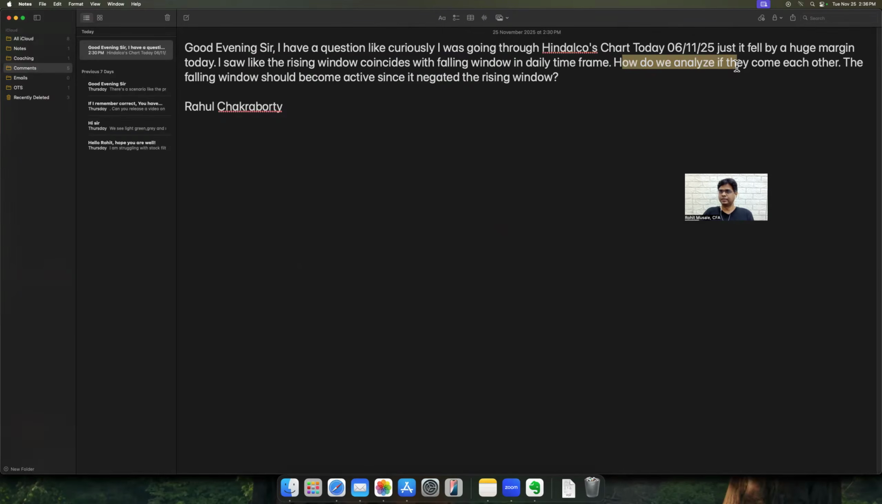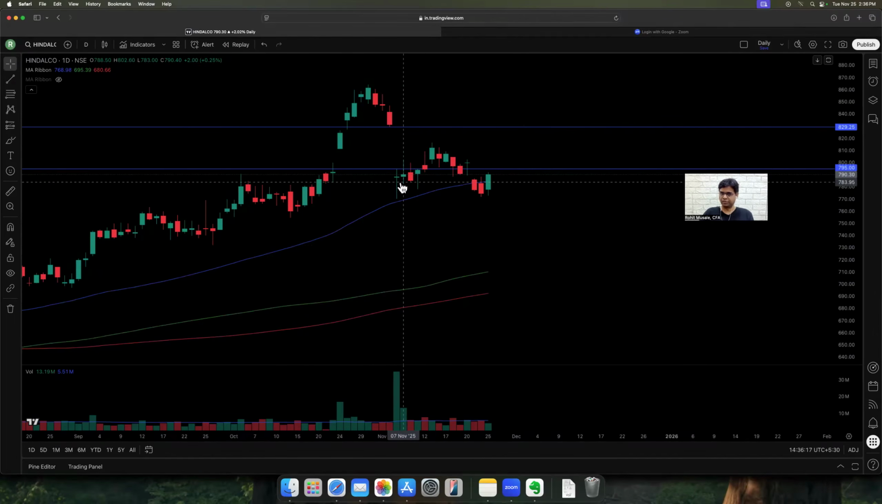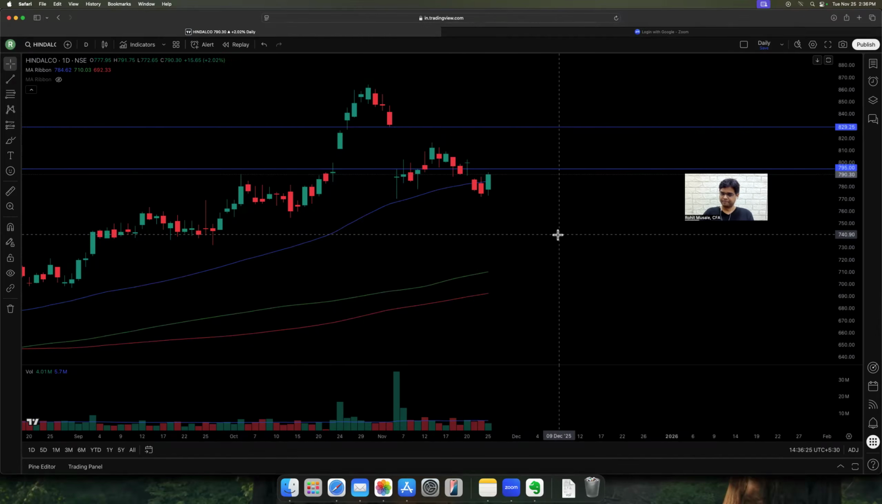How do we analyze if they come with each other? The falling window should become active since it negated the rising window, correct? So I discussed this already. Since you have the falling window now, both of these windows have become void. Unless the high of this falling window gets broken, the resistance still remains intact. So there is bearishness in this stock.